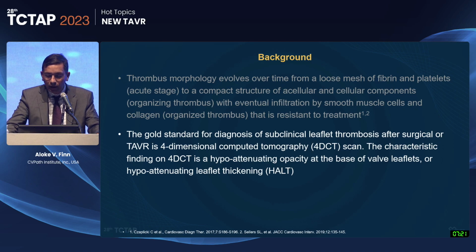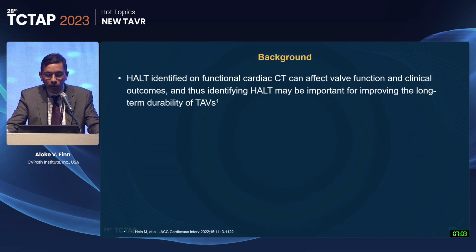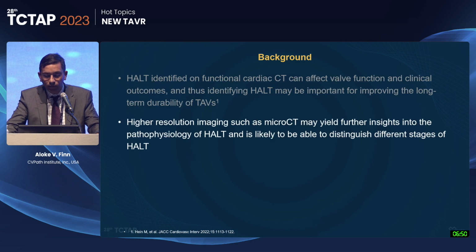The gold standard for the diagnosis of subclinical leaflet thrombosis after surgical or TAVR is a CT scan. The characteristic finding on CT is hypoattenuating opacity at the base of the valve leaflets, or hypoattenuating leaflet thickening called HALT, which you're all familiar with. So HALT identified on functional cardiac CT can affect valve function, as we all recognize, and clinical outcomes. And it's probably important, though it remains controversial, whether identifying HALT may be important for improving long-term outcomes after TAVR.